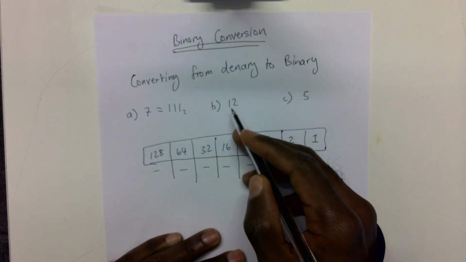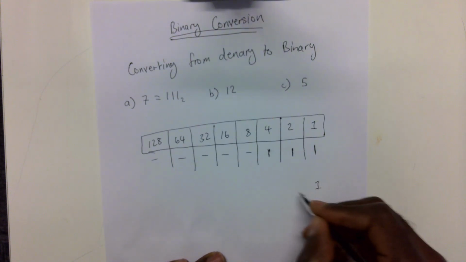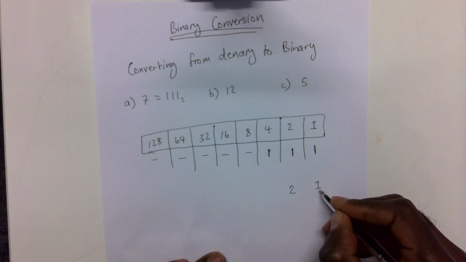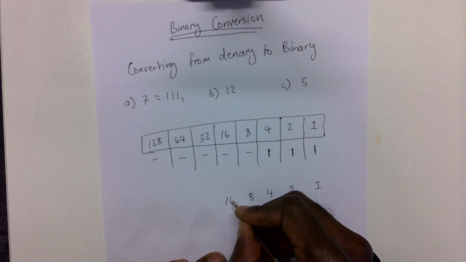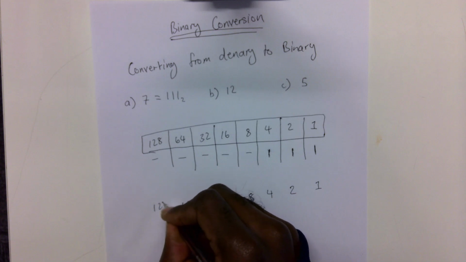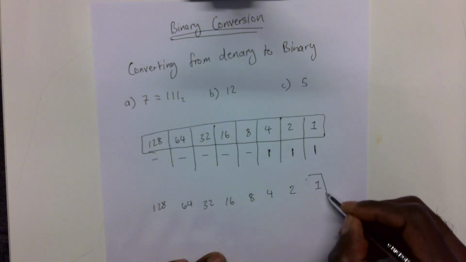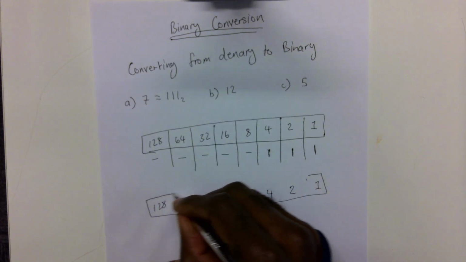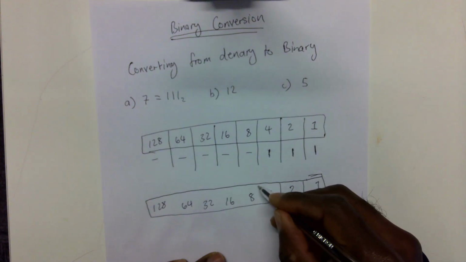Let us convert the number 12. To do that, we start down here with a table. We keep on doubling. We start with 1, 2, double it, we get 4, 8, 16, 32, 64, and 128. Right, so I'm drawing my table.